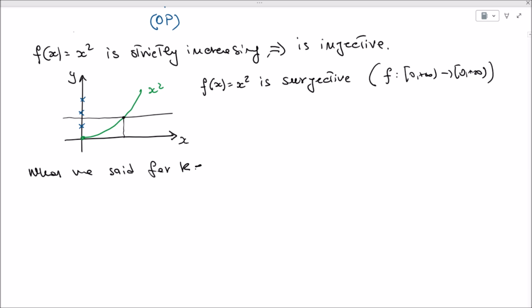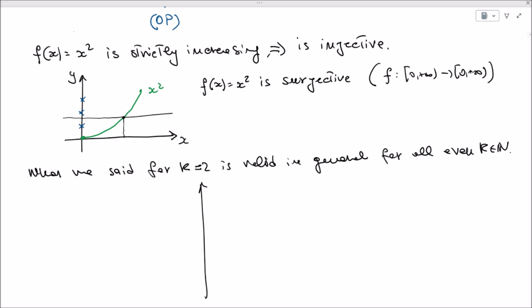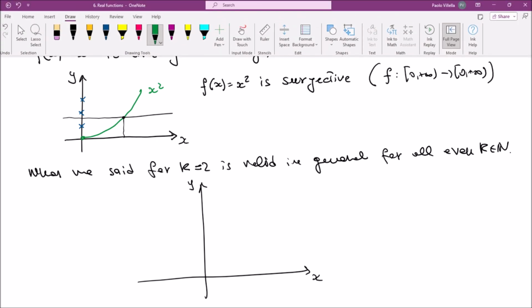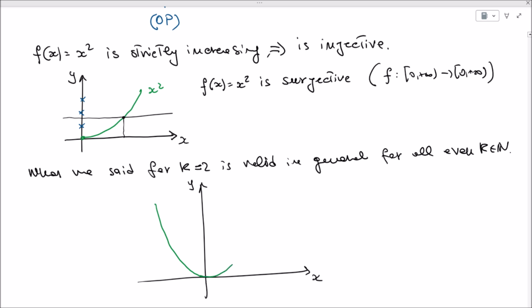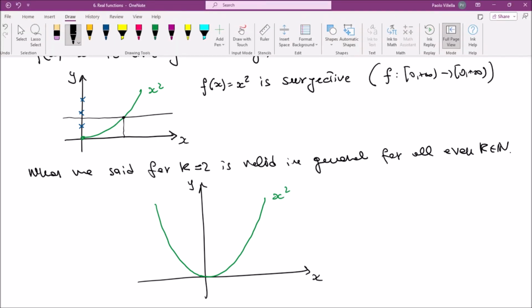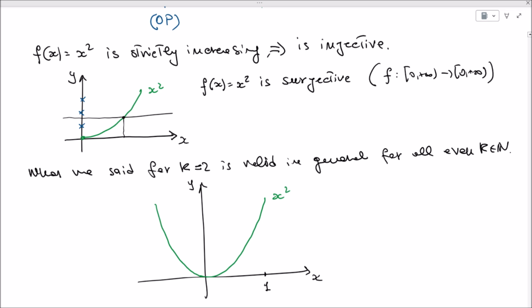Now, a final consideration is that what we said for k equal to 2 is valid in general for all even k belonging to the natural numbers. The only difference is the general behavior of the function. Well, if we start with x squared, let's say that this is the point 1. Of course, we know that we end up in 1.